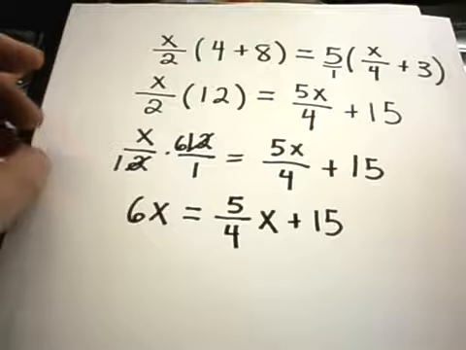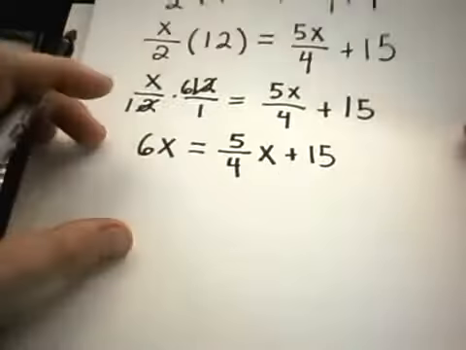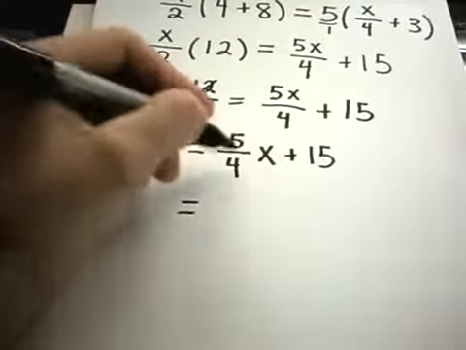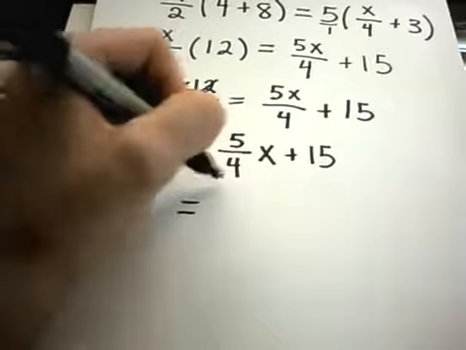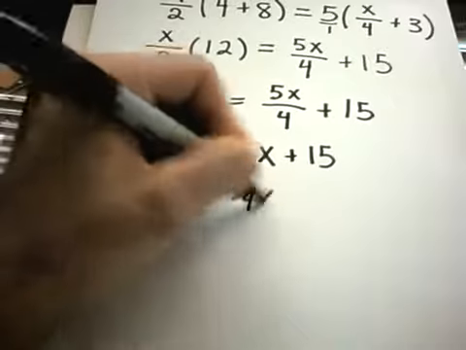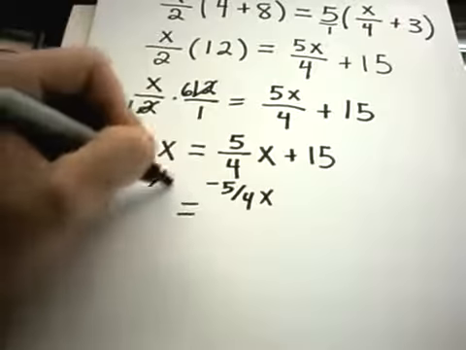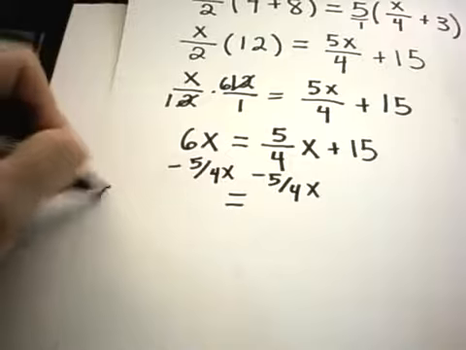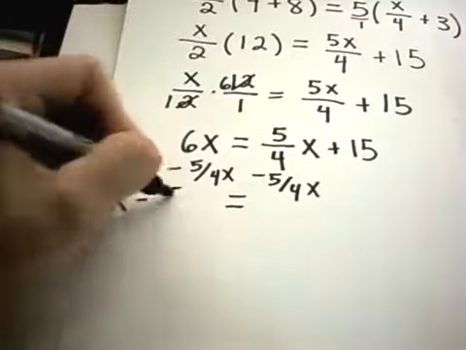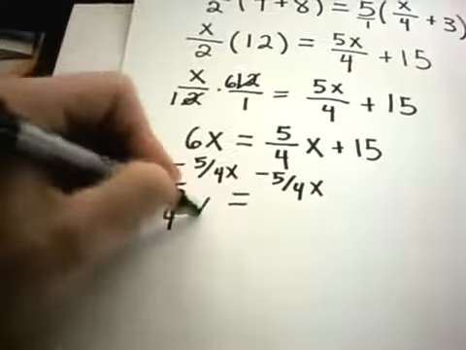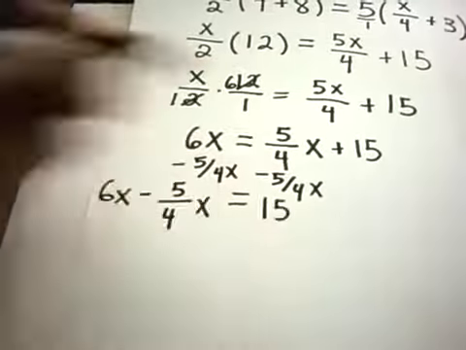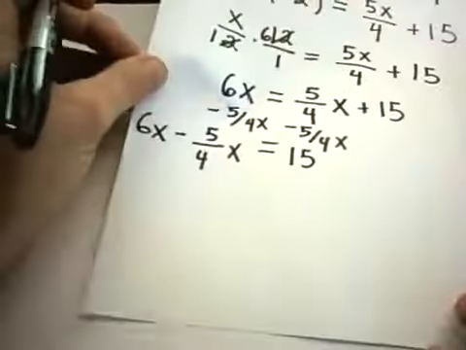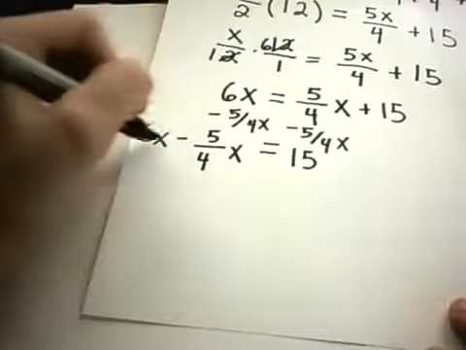And now I'm going to use this basic idea of getting the x's on the same side. So I'm going to subtract 5 over 4x from both sides. So 5 over 4x, 5 over 4x. Sorry for squeezing it in there a little bit. And I'm just going to write it. I'll get 6x minus 5 over 4x. That's going to equal 15 on the right side. It's a little sloppy here. Sorry about that.